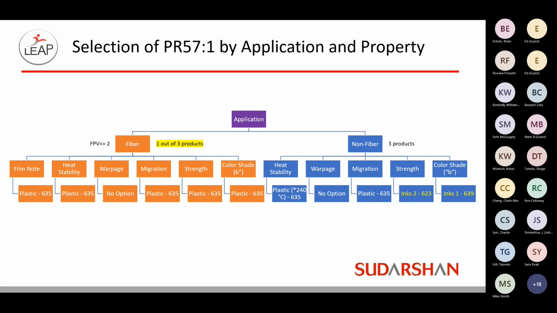In terms of warpage, none of the options was a very good option for this particular method or property. From a migration perspective, the plastics grade was a better choice. Strength, one of the inks grades was the better choice. It had the highest strength area. In the color shade, here we want to develop the blueness of the chemistry, and this particular inks grade was the bluest of the 3.